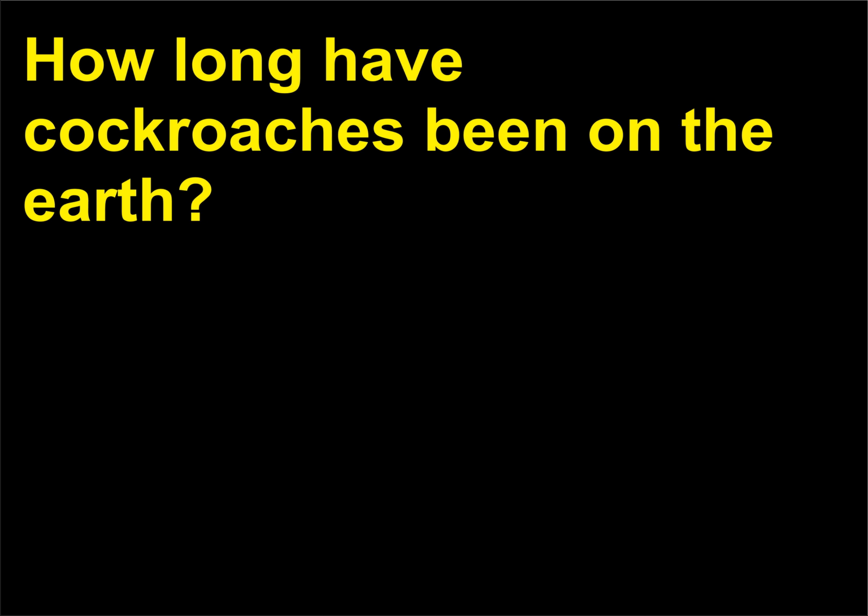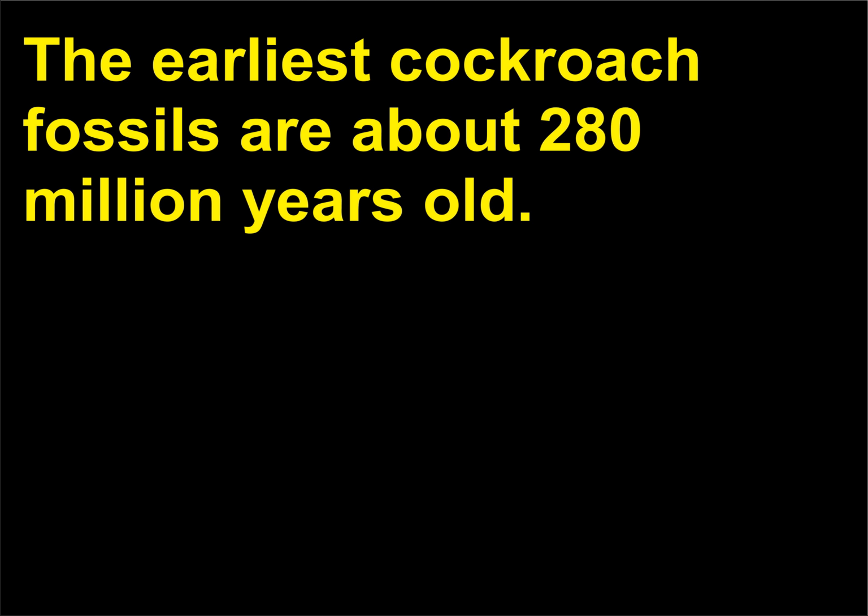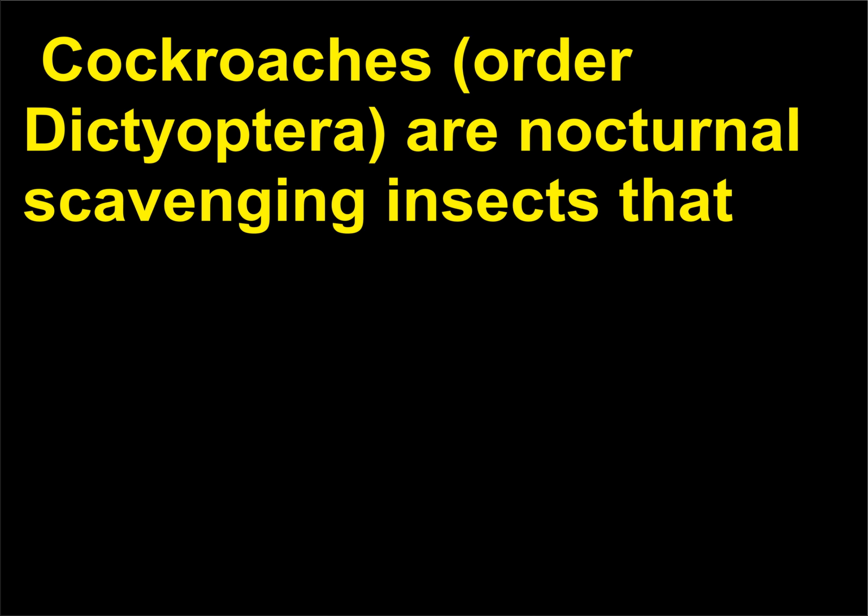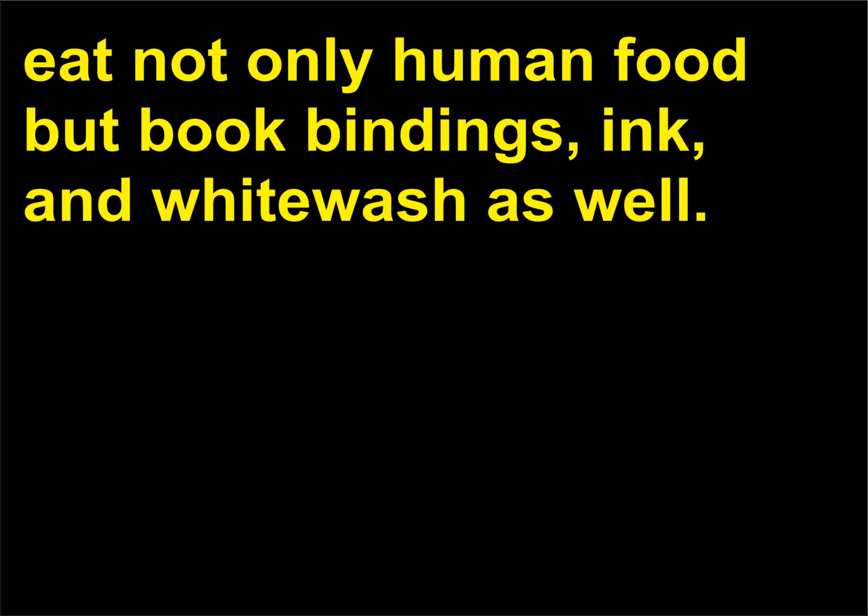How long have cockroaches been on the Earth? The earliest cockroach fossils are about 280 million years old. Cockroaches, order Dictyoptera, are nocturnal scavenging insects that eat not only human food but book bindings, ink, and whitewash as well.